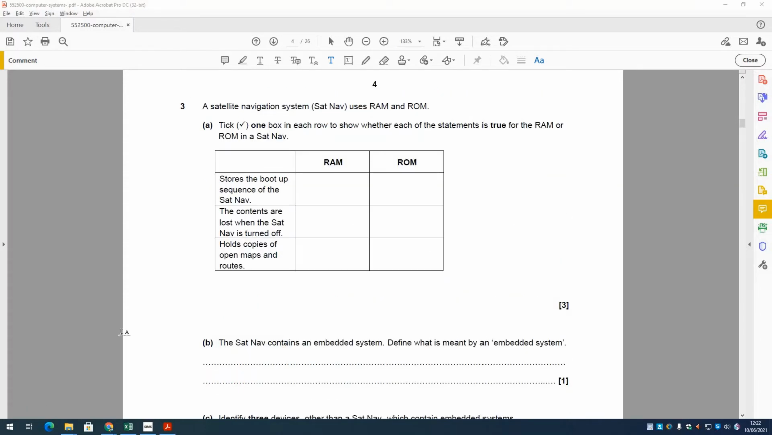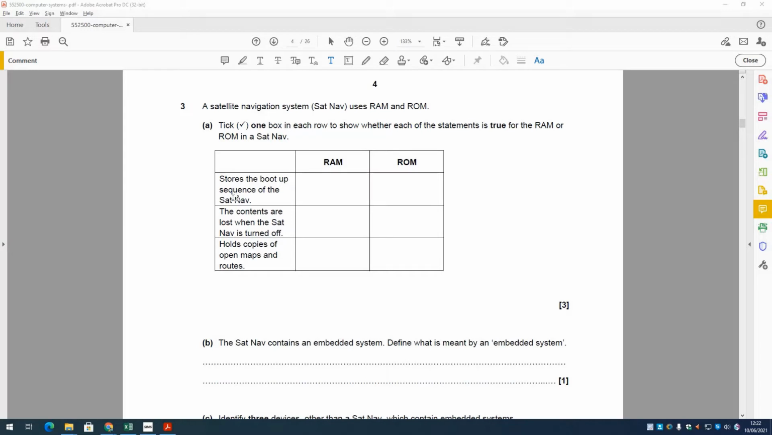Question 3. A satellite navigation system, SatNav, uses RAM and ROM. Tick one box in each row to show whether each of the statements is true for RAM or ROM in the SatNav. So let's just quickly remind ourselves what RAM and ROM are. RAM is volatile memory, which is used to store instructions for programs that are currently open, such as the operating system. ROM is non-volatile, and it will store information such as firmware and boot up instructions for when the computer starts. So here we go.